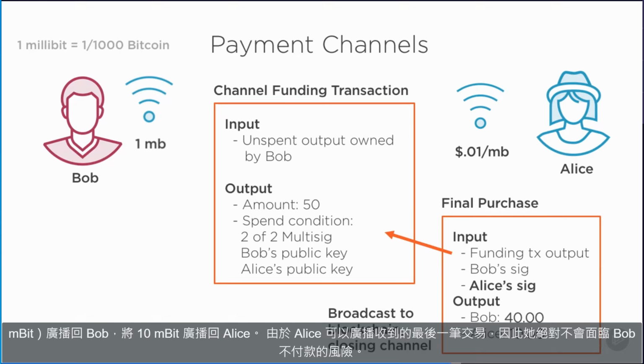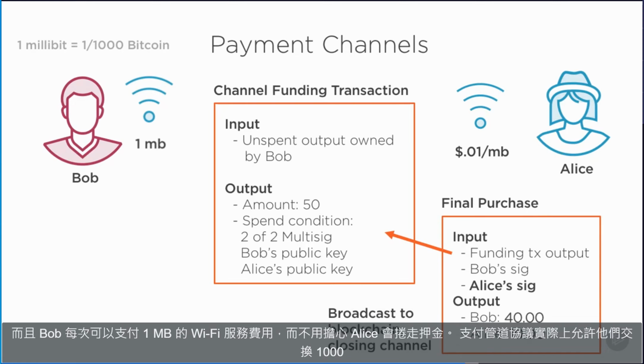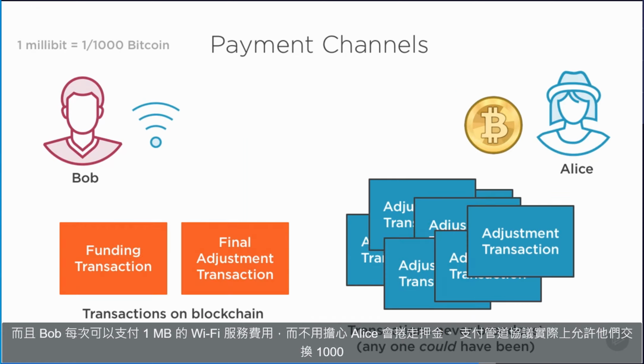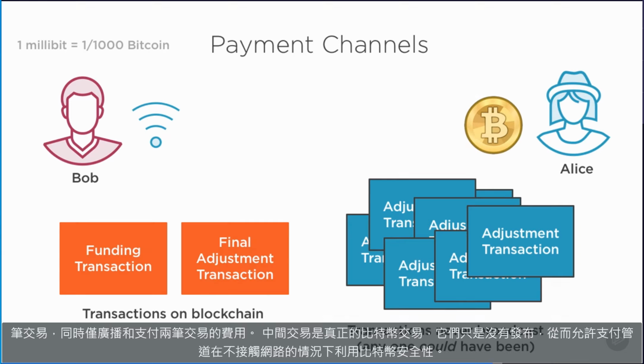At no point was Alice at risk of Bob not paying, as she could have broadcast the last transaction received. And Bob was able to pay for Wi-Fi service 1 megabyte at a time without risking that Alice would run off with any deposit. The payment channel protocol effectively allowed them to exchange 1,000 transactions while only broadcasting and paying the fees for 2 transactions.